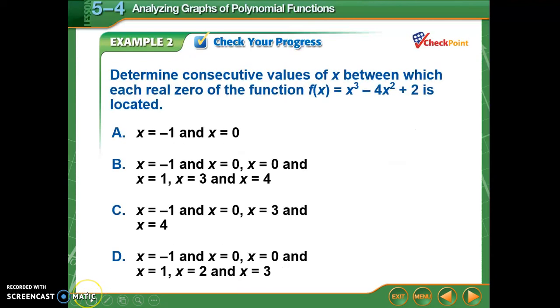All right, you guys try this one. Making a table of values and determining the values of x where the real zeros are located.